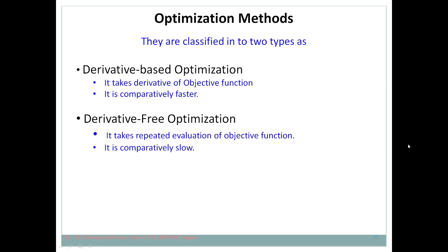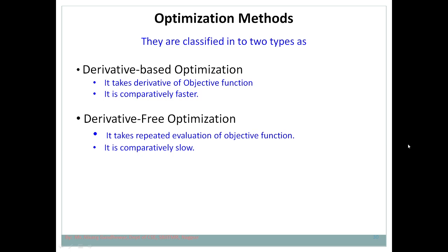So what are the different optimization techniques, or methods, available in soft computing? These methods are classified into two categories. One is derivative based optimization, and the second one is derivative free optimization. In derivative based optimization, it takes the derivative of the objective function. Whenever we are using a particular technique, it should have an objective function. The objective function will decide whether you have to increase or decrease, whether you have to maximize or minimize.